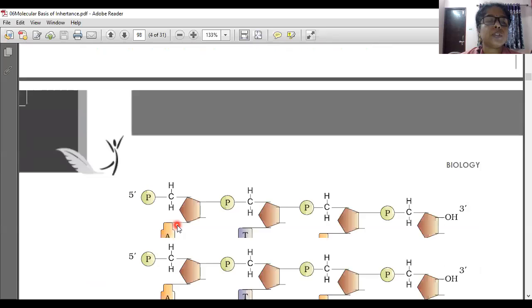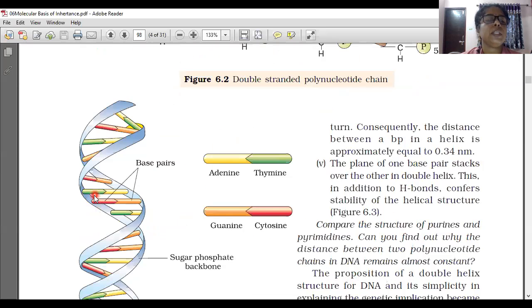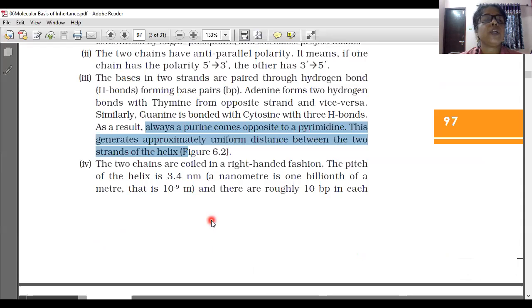So the structure you want to see, these are the base pairs. Adenine and thymine, see, this is adenine and this one is thymine. Yellow color is given for adenine, and green color for thymine. Red color is given to cytosine and orange color is given to guanine. So these are the base pairs. Base pairs understood. So third point, all of you understood.